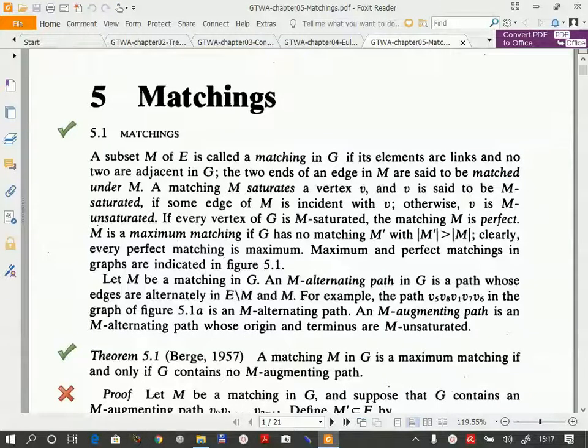So now we start with matchings, and this is the first example of something which is a rather usual task in graph theory, which is finding some particular sets, either of edges or of vertices, which respect some condition and which are as big as possible in that graph. Okay?